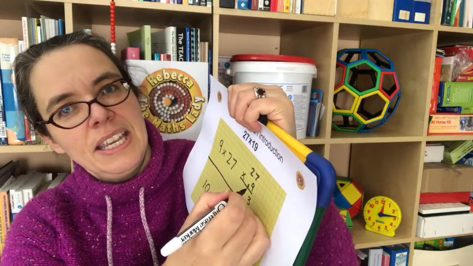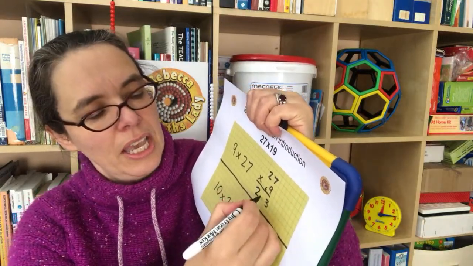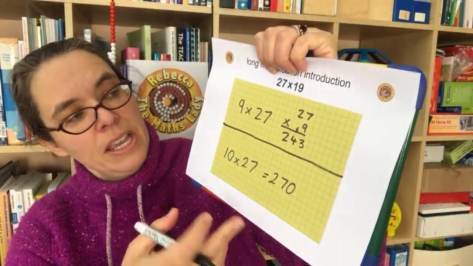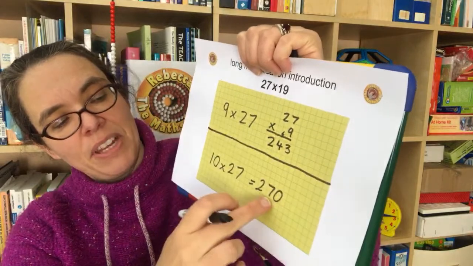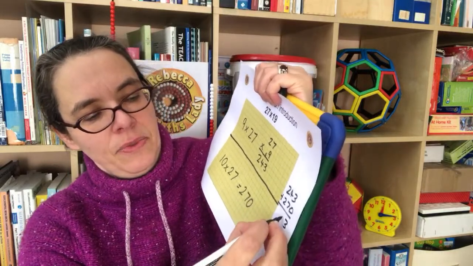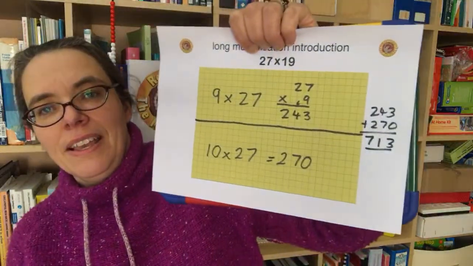2 9s are 18, add the 6 is 24, sorry, so 243. We can just check that is 27 less than 270. So that looks right, and then if we add those together, 243 plus 270, that is 513, and we have our answer.